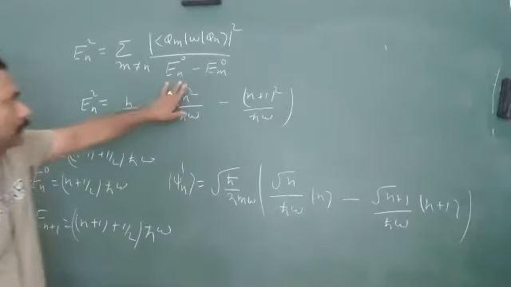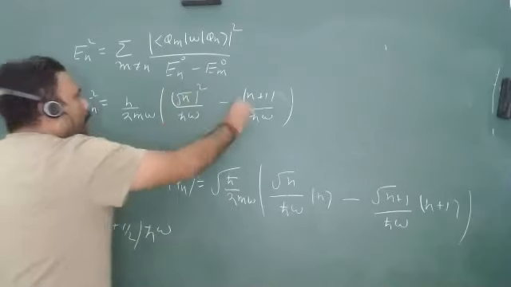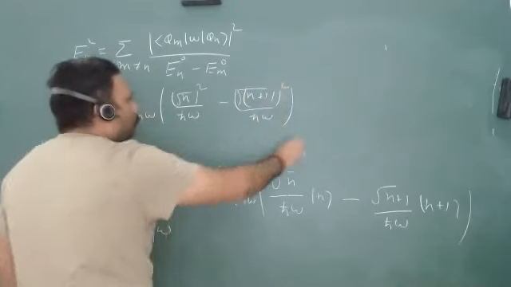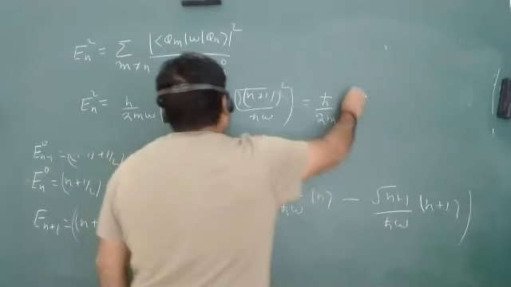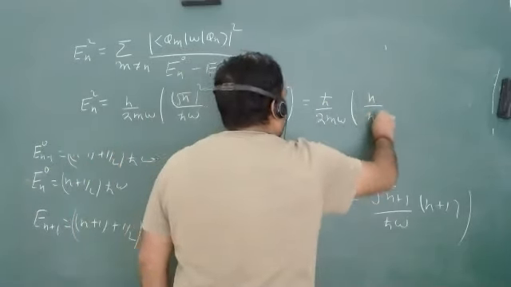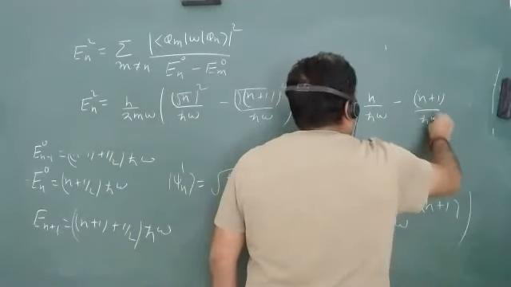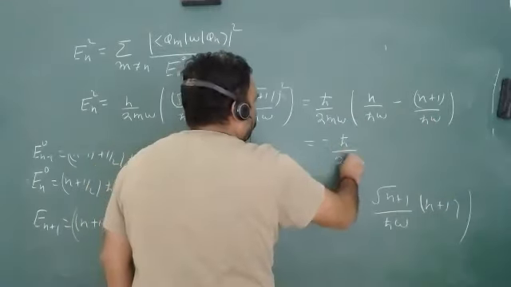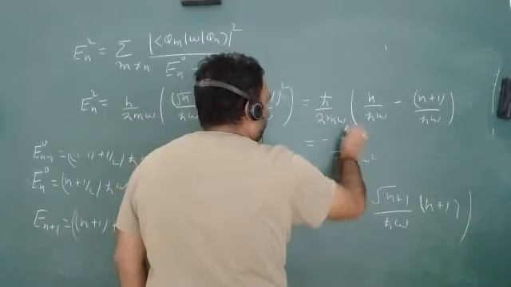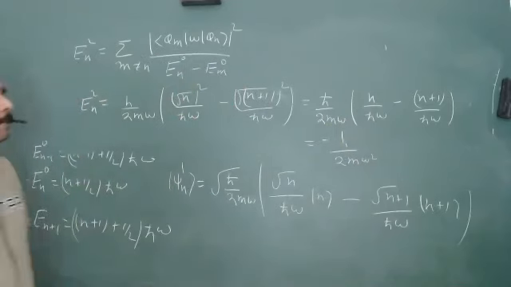Sorry, not n square, this is n and this is n plus 1, because root n. So this will be root n squared and root n plus 1 squared. So this will be H cut upon 2m omega, that will be n upon H cut omega minus n plus 1 upon H cut omega, and this will be minus H cut upon 2m omega, and this H cut will cancel. So 1 upon minus 2m omega square. Okay, so this is the answer.